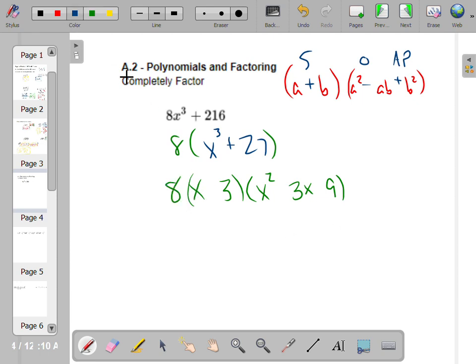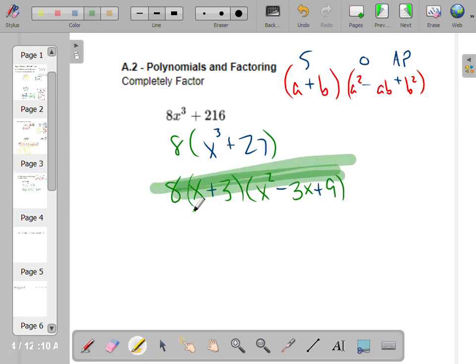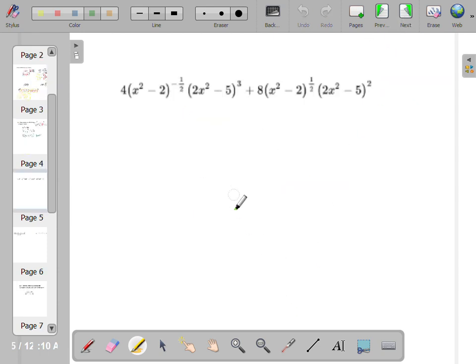8's still up front. My signs are same, opposite, always positive. Same, opposite, always positive, completely factored. Okay, so that's completely factored. If you don't have the GCF, you are not completely factored. Let's try another one.